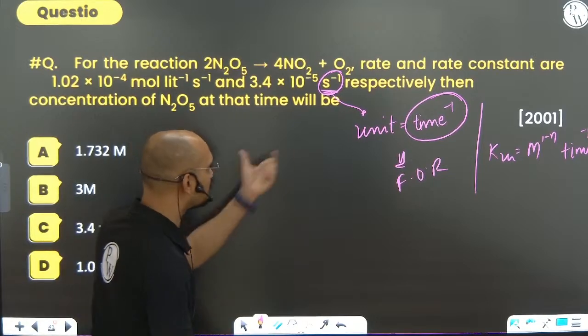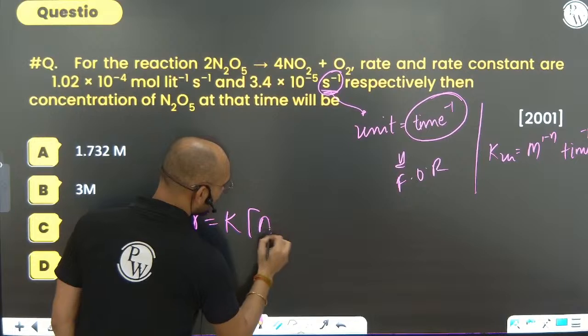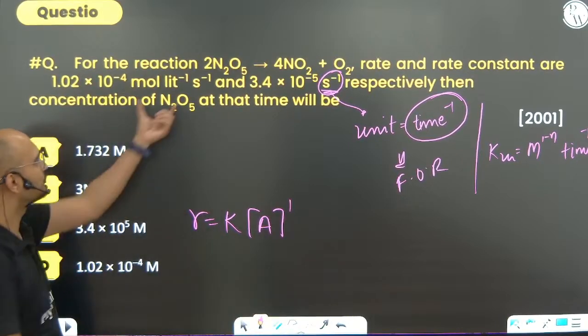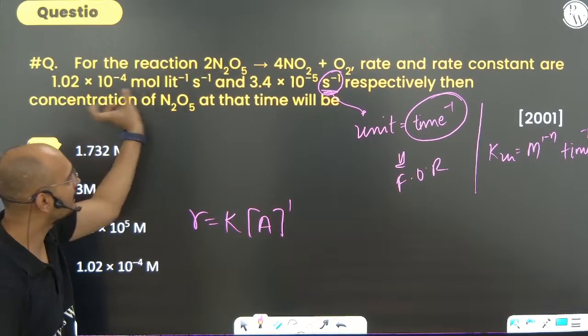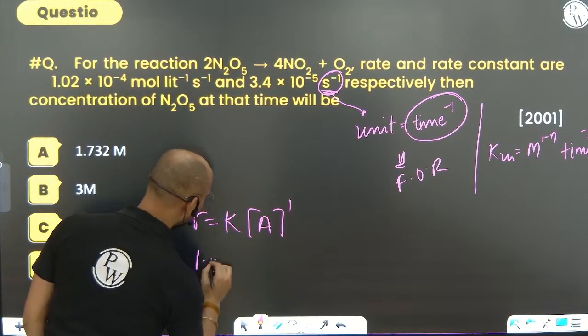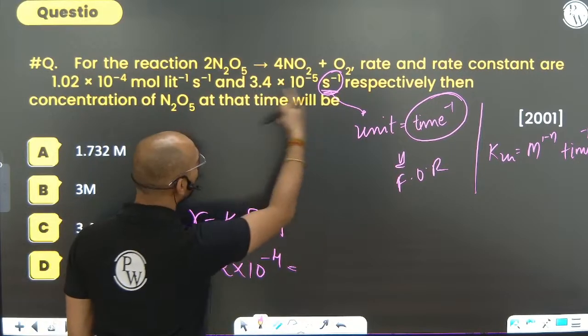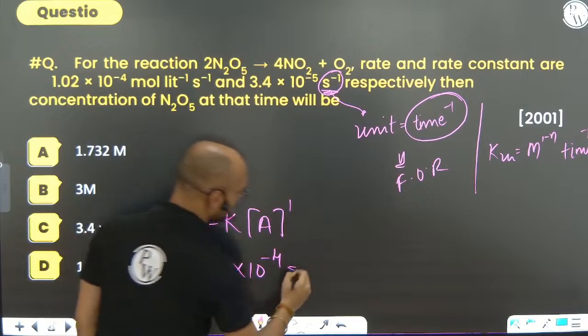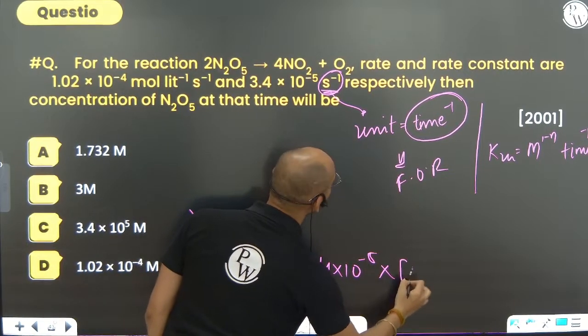First order reaction. For a first order reaction, we know how to write the rate law expression: R equals k A to the power 1. Now you just have to put in the values. What is the reactant? N2O5. What is the rate? The rate is given as 1.02 into 10 to the power minus 4 equals the rate constant, 3.4 into 10 to the power minus 5, into the concentration of A.